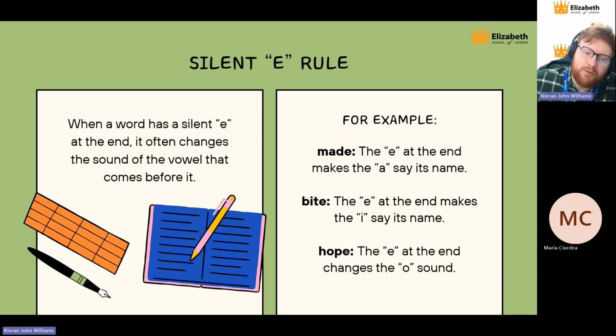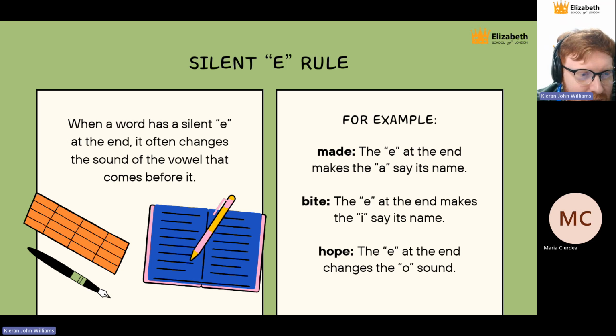Okay, Maria, can you think of any more examples like that? I'm trying. It's quite difficult to think about them. Yeah, it's a bit spontaneous.